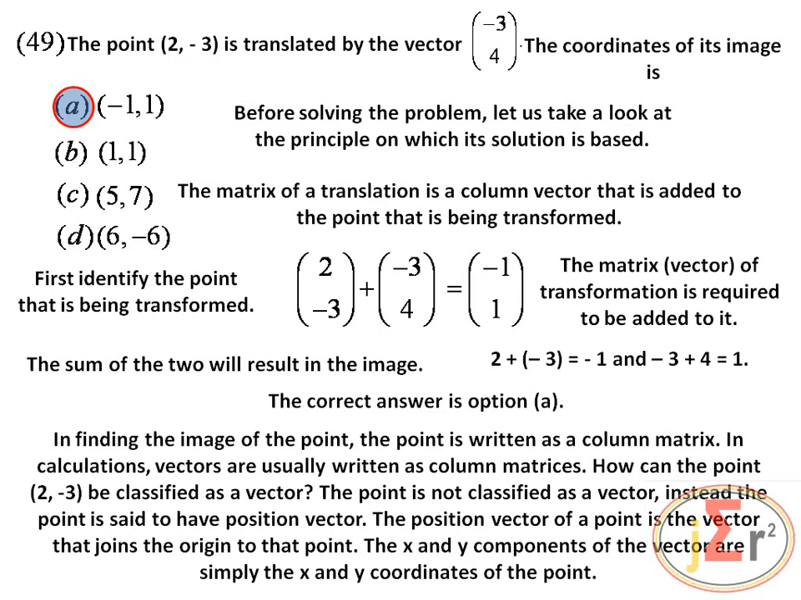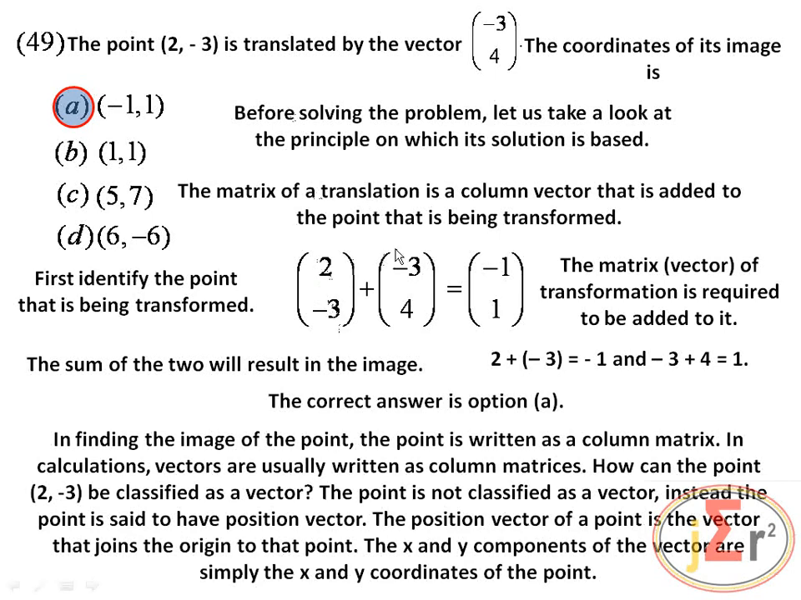Instead, the point is said to have a position vector. The position vector of a point is the vector that joins the origin to that point. The x and y components of the vector are simply the x and y coordinates of the point. This (2, -3) is not really written as a vector. It has a position vector, and this is the position vector that it has.